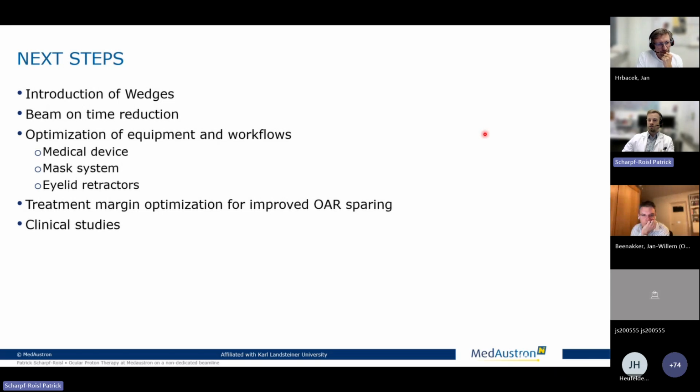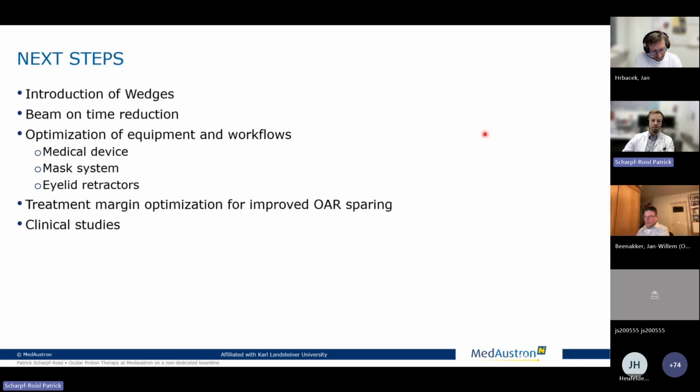Right now, we're working on the introduction of wedges in the clinical workflow. I currently have a student working on that, and we did some measurements in December, now evaluating the final data and hope to be able to clinically implement them by February. We want to reduce further the beam on time. There are also multiple projects going on at the moment which should fine-tune the accelerator. And we're permanently optimizing our equipment and workflows.